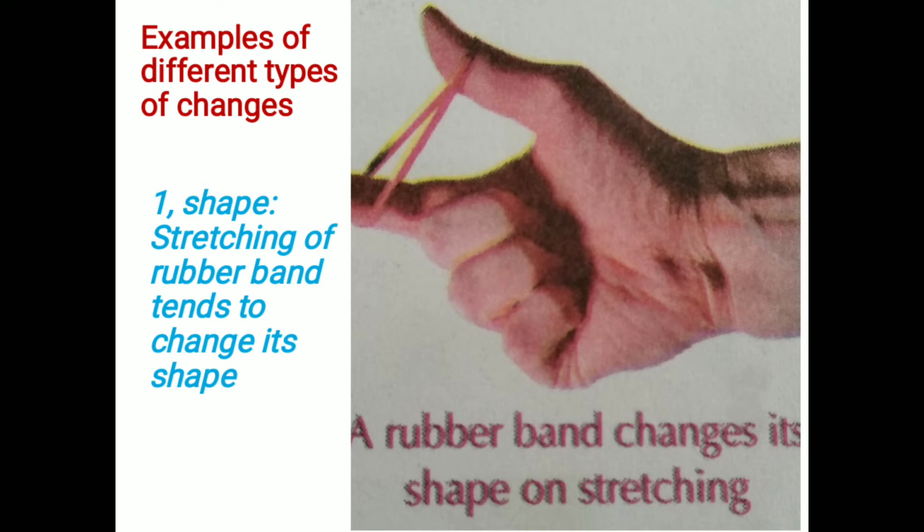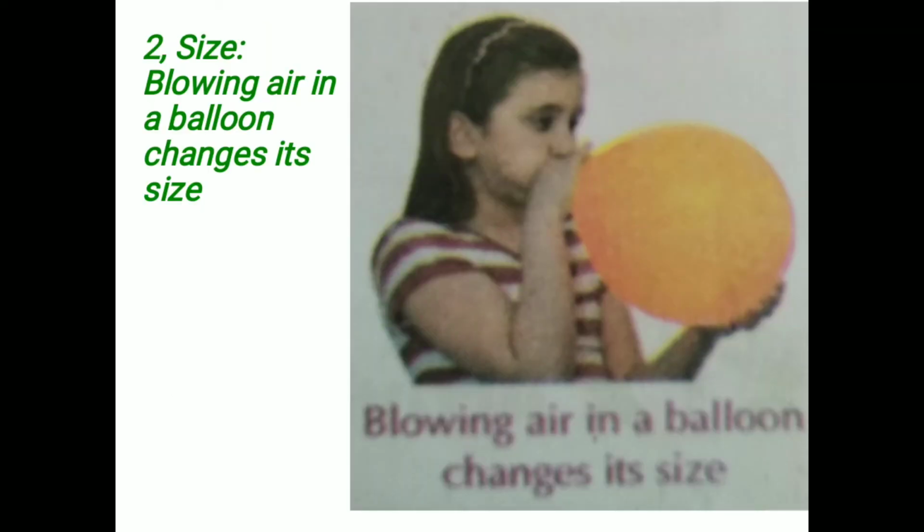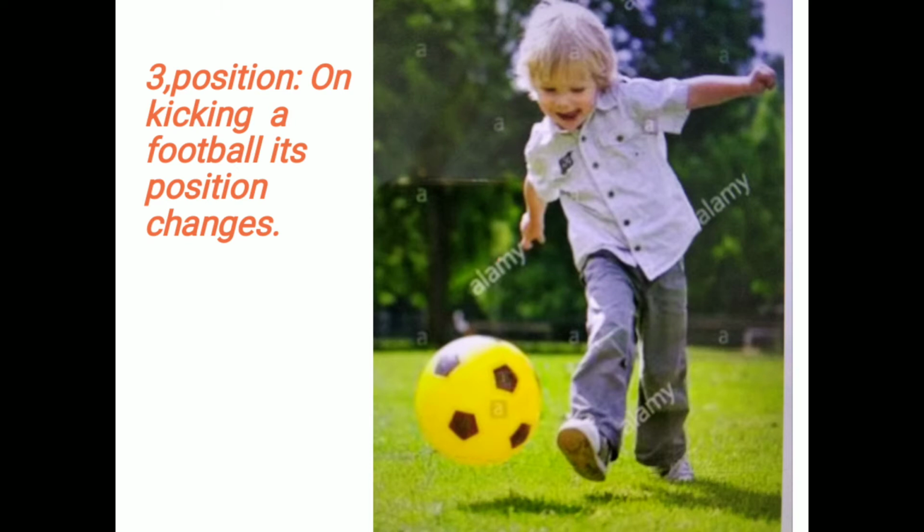First of all, we will consider the effect of change on shape. If we stretch a rubber band, it tends to change its shape. A similar change happens in a balloon if we blow air into the balloon. The position of an object is changed due to kicking it.